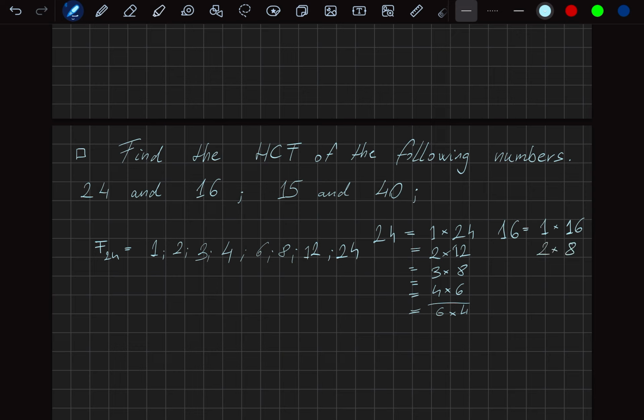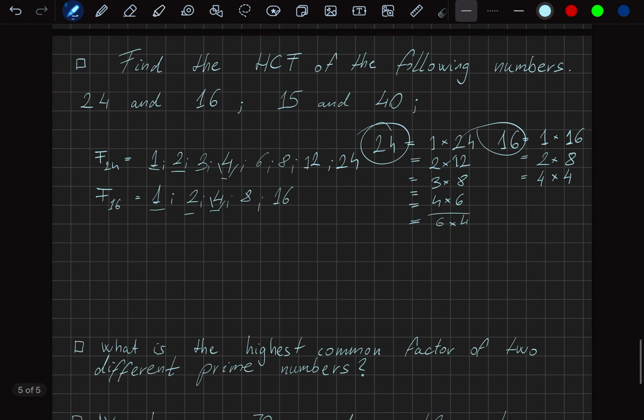But if you make mistakes, it's not a problem, because if you realize the mistake, you can learn from it. Okay, 4 times 4, 2 times 8, and 1 times 16. So 1, 2, 4, 8, and 16. And these are the common factors, and 4 is the highest common factor, because this is the highest number that can divide 24 and 16.